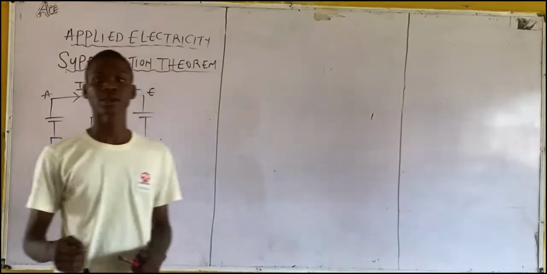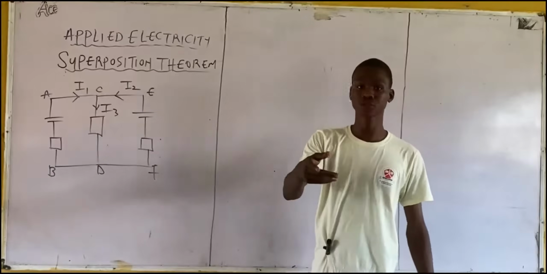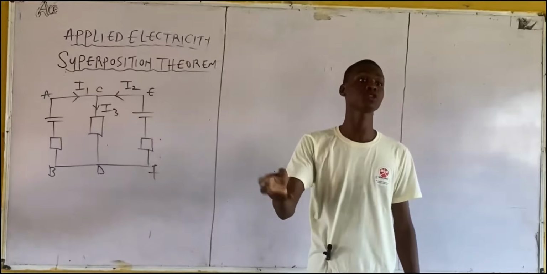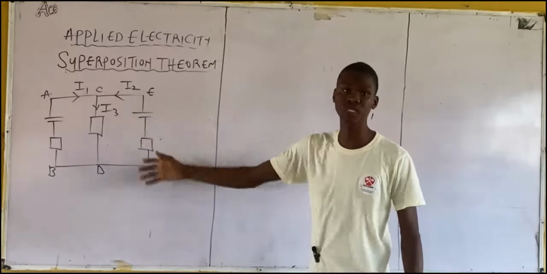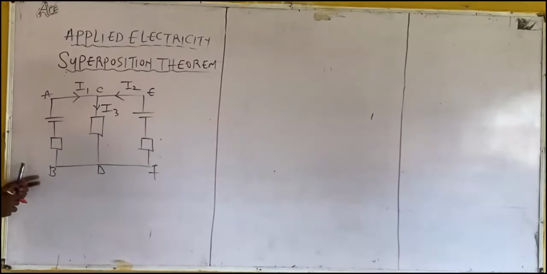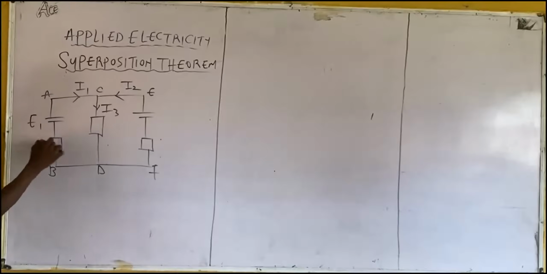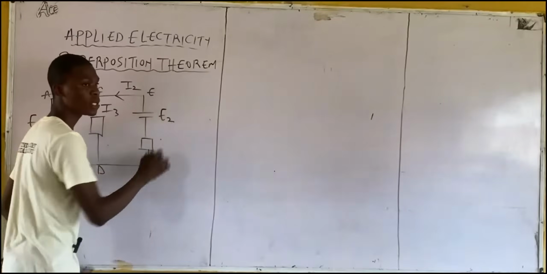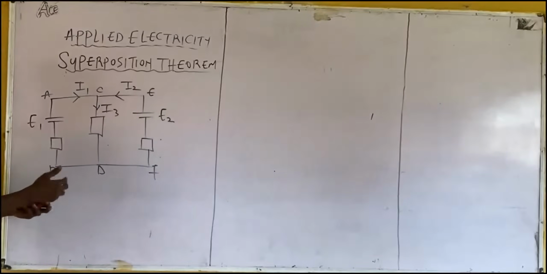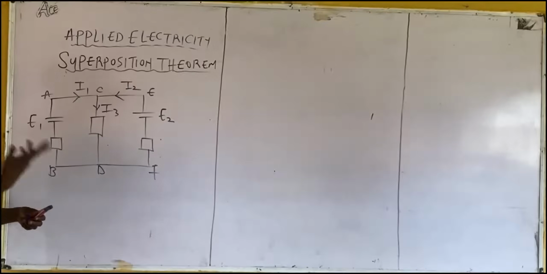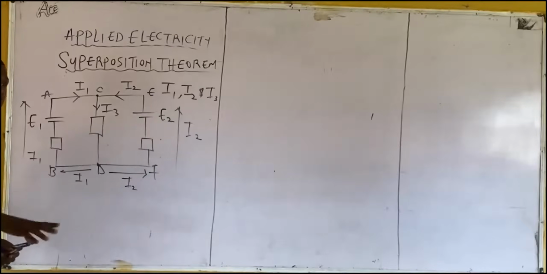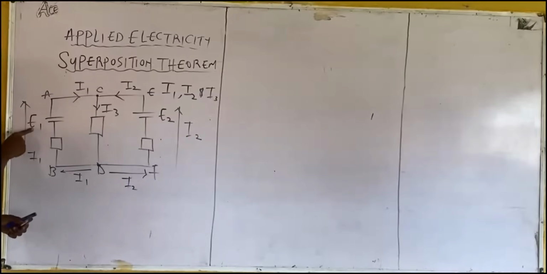Alright, look up please. Let's relate that definition, what superposition theorem states, to this circuit diagram. Now, in your branch AD, I believe you know what a branch is. I've done videos on what a branch is. Let's say this is E1 and this is E2. Meaning this circuit has more than one EMF, more than one voltage, and the voltages in this case are E1 and E2. From the statement of superposition theorem, you are going to consider E1 first.